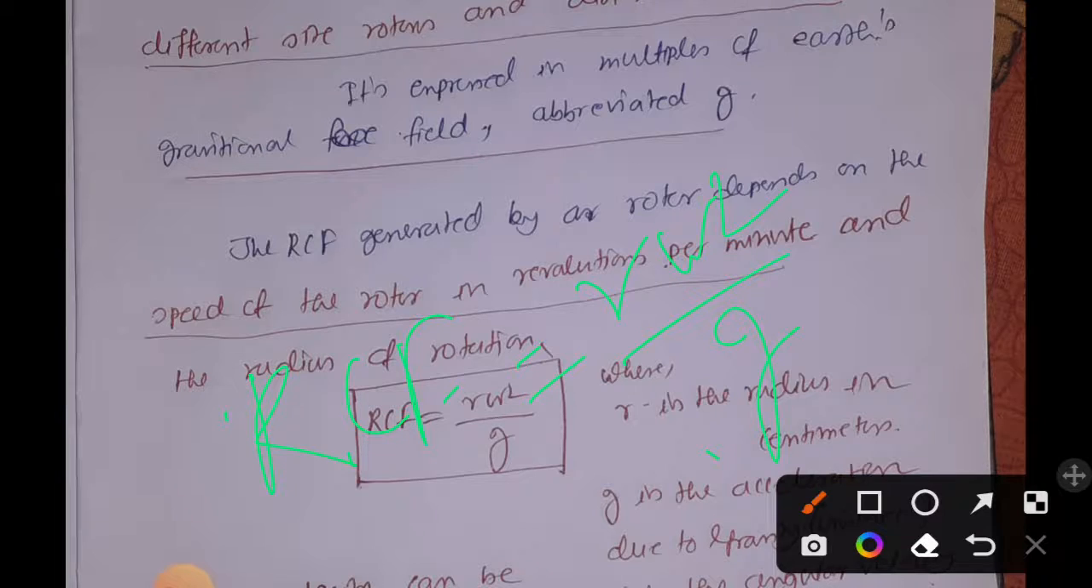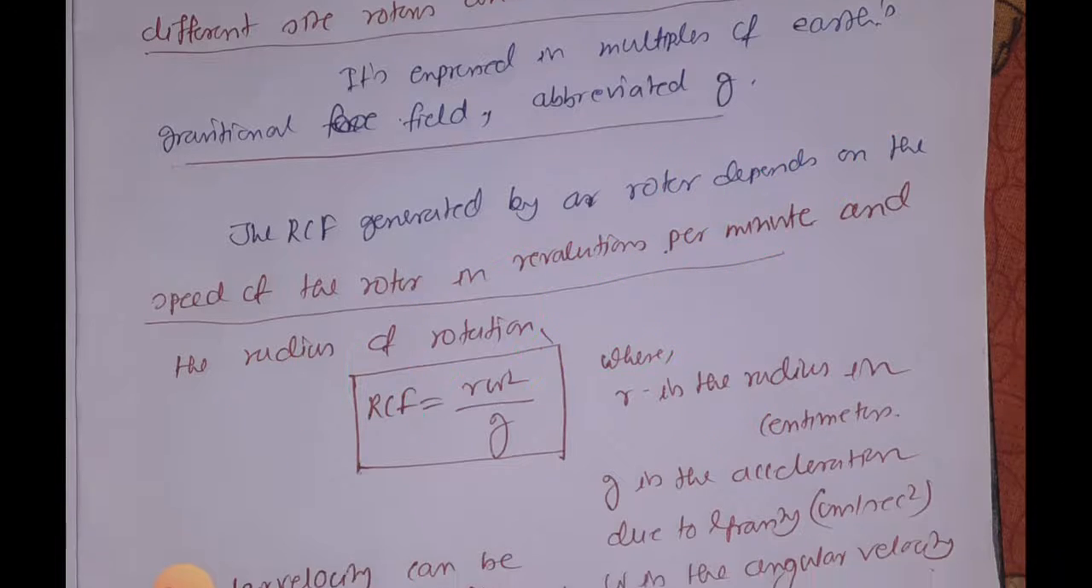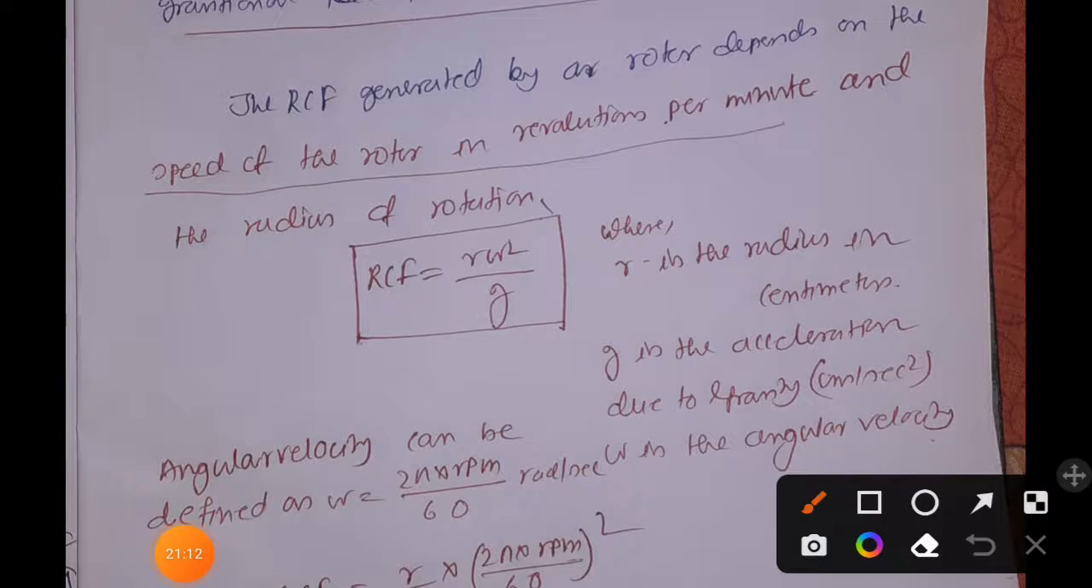The RCF generated by a rotor depends on the speed of the rotor in revolutions per minute, that is our omega, the angular velocity. Another one is the radius of the rotation. So that is the formula. And we will use g also, that is 980.